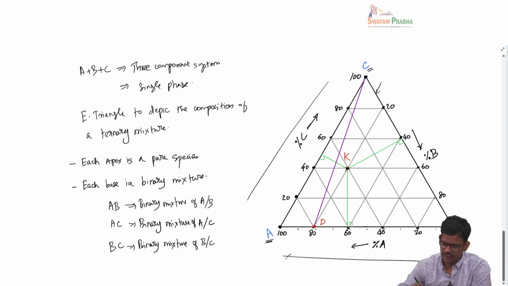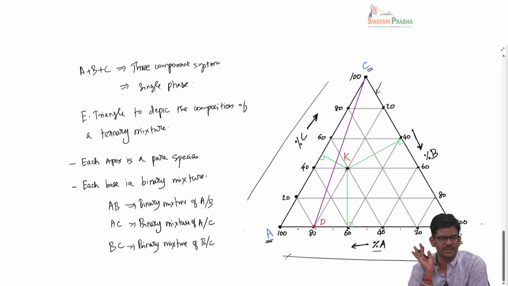So you can see that I have put an arrow here to denote how each component is increasing from 0 to 100 on each of those baselines. Here A is increasing from 0 to 100, here C is going from 0 to 100, here B is going from 0 to 100. Okay, so this is important to know before we find the composition of this point K.